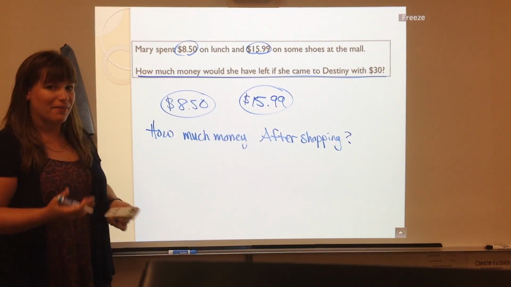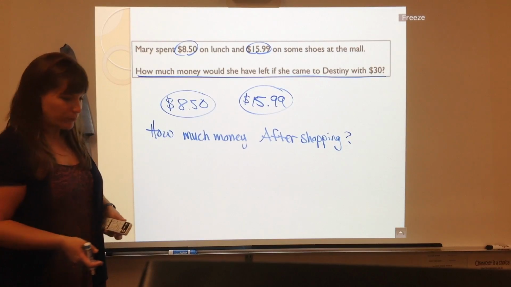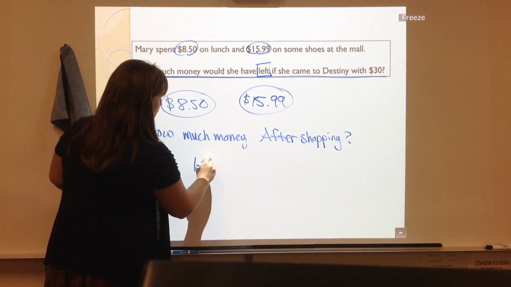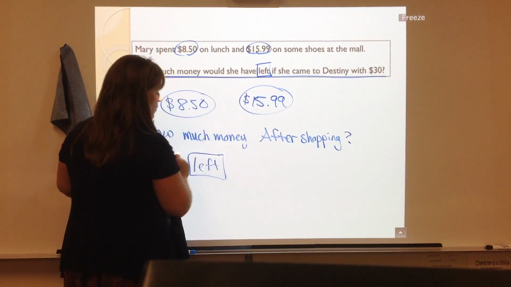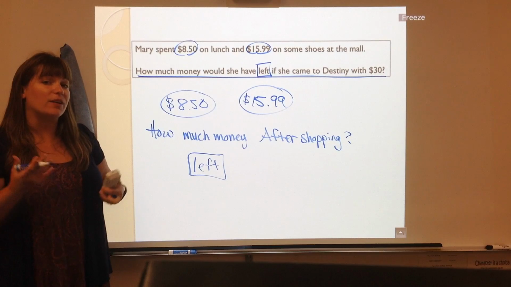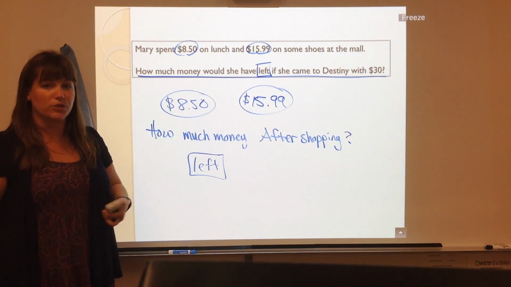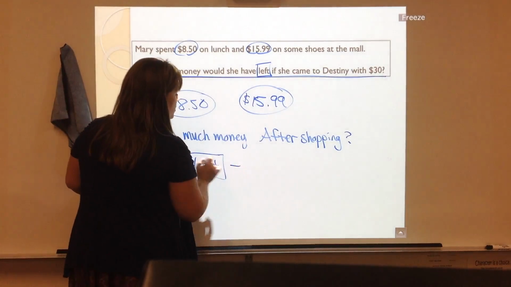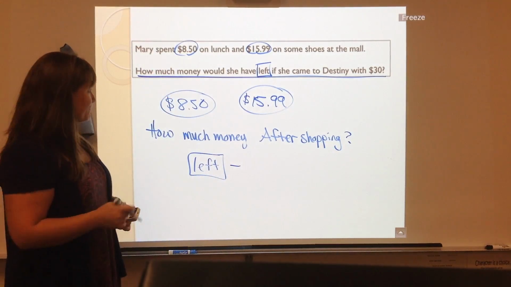Now, are there any math action words we need to pay attention to? There is. This one right here, the word left, is important because we have to find the change. She made some purchases, and what does she have left? So that is going to tell us we're going to need to do some subtraction at some point.